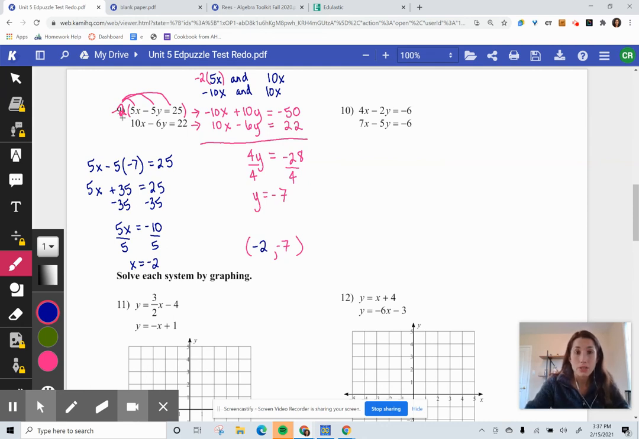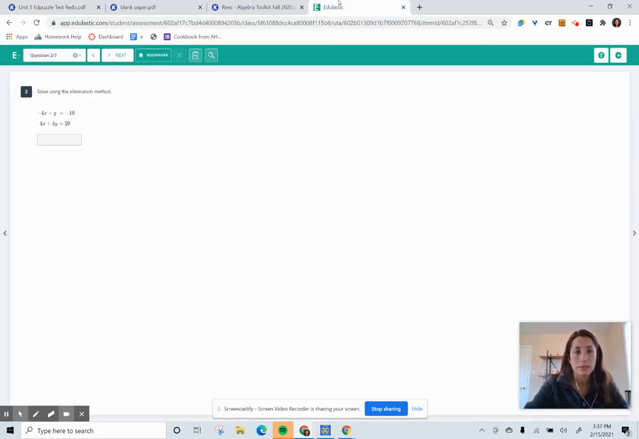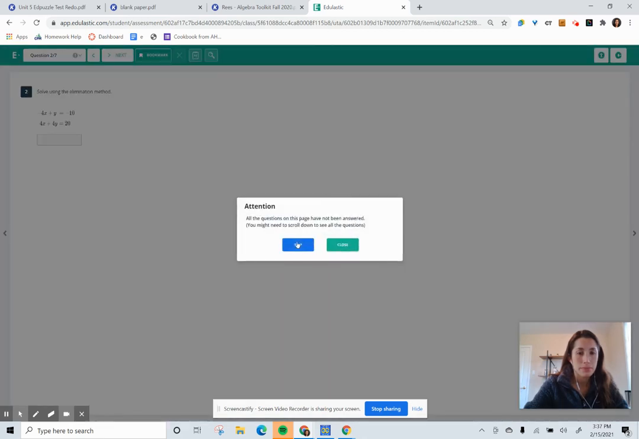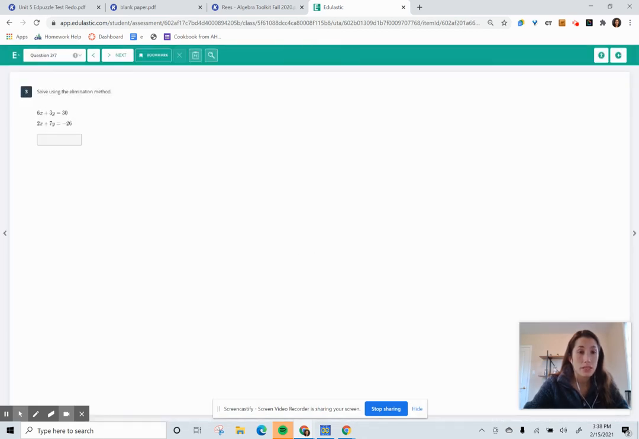Okay, now you're going to go to Edge Elastic and solve this system. You've got 6x plus 3y equals 30, and 2x plus 7y equals negative 26. And you're going to use the same method that we just used.